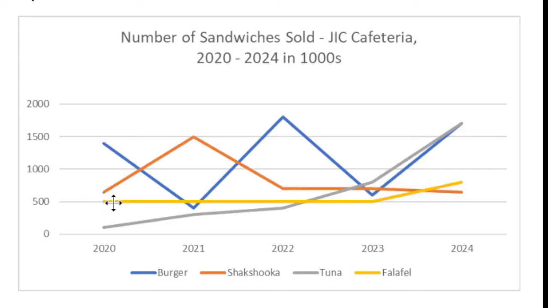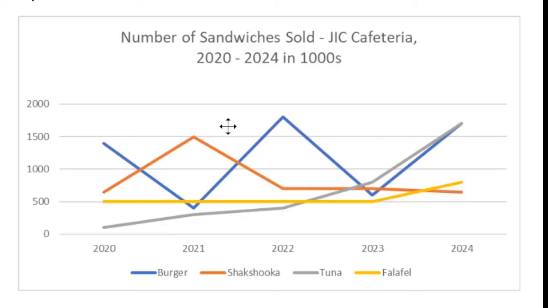For falafel, sales stay the same for 3 years, then rise only slightly in the year 2024. Tuna sales are always low from 2020, but they rise slowly and consistently until 2023, when there is a sharp rise until 2024. Now you can see these are the highest sold items. The highest sold here is burger, shakshuka, and finally tuna matches the burger sales in 2024.